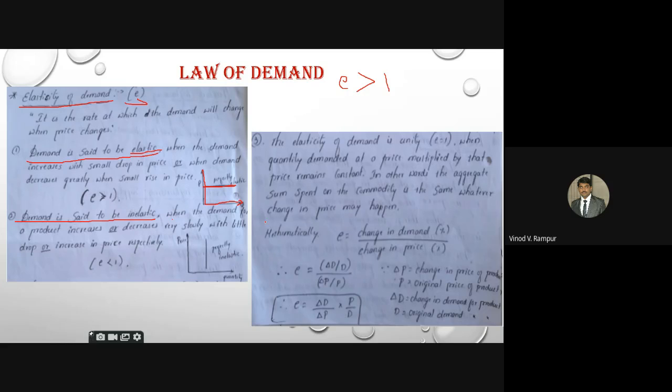That means when the demand for the product increases or decreases very slowly with a little drop or increase in the price respectively. Now just see the vertical line you are going to get. The demand is inelastic because the price of the product decreases, but for the demand for the product there is no variation. It is a constant one. Is it clear?